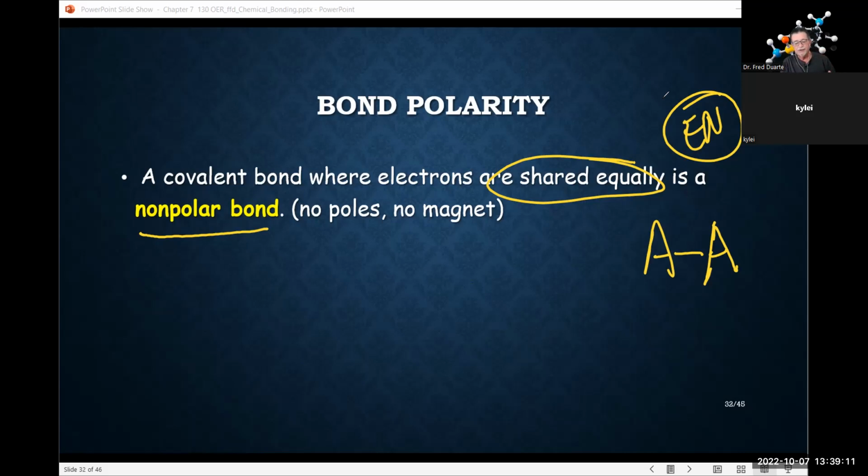Now, when they're both the same, like A and A, that pulling is equal. There's the same amount of pull. And so we have what is called a nonpolar bond, okay? The key point here is A and A are the same atom, but another example is the carbon-hydrogen bond. Because the electronegativity is essentially the same, it is also considered a nonpolar bond.